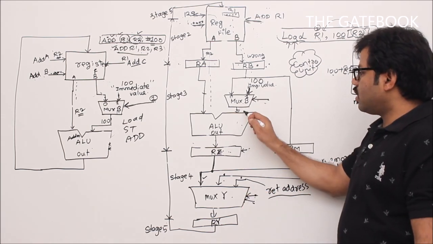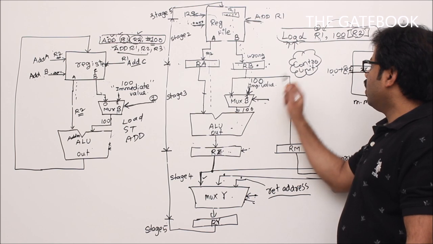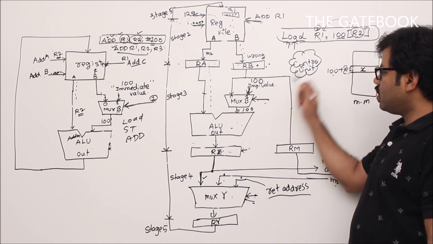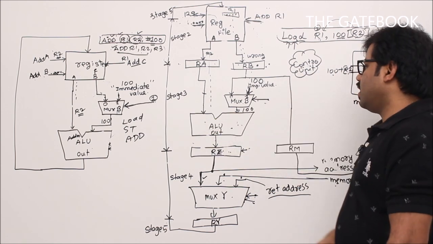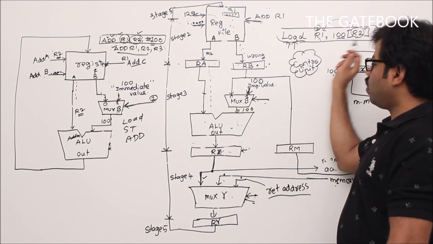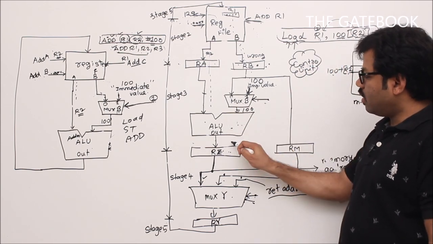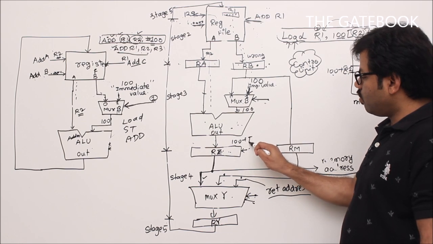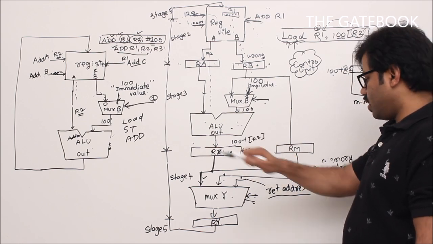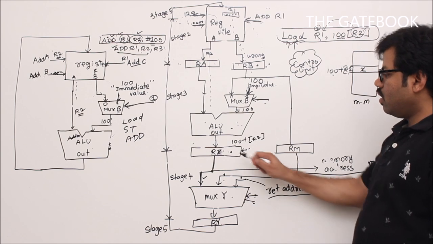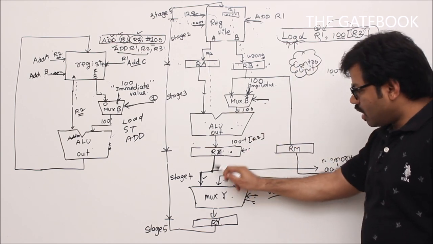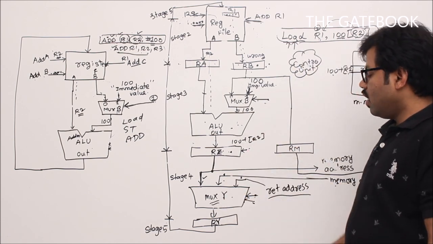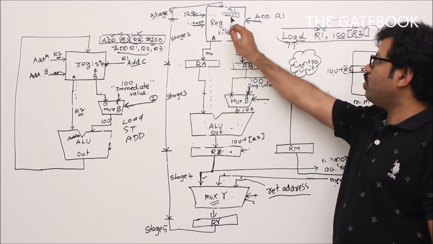So 100 will pass like this. Now your control unit should generate a proper signal so that the adder will be selected here. So 100 plus R2 will be computed here, so that the result will come like this, 100 plus R2, correct? Now that will be stored here. Then recall, it is a load, right? Now 100 plus R2. Now this multiplexer here, are you going to store 100 plus R2 into the register file?